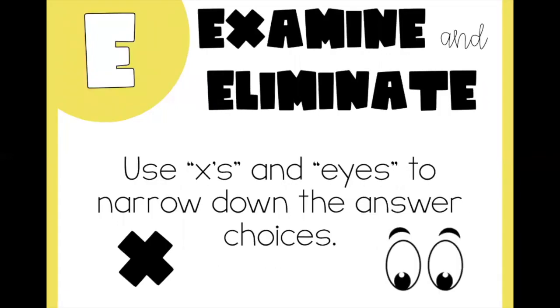Next, after you've read the passage, we're going to go back to the questions, and E stands for examine and eliminate. So when you examine and eliminate, we're going to use X's and I's to narrow down our answer choices. And I'm going to demonstrate this for you here in a little bit as I do an example of Presto with an actual passage. But a lot of you might have put in the past like X's and like a question mark for a maybe, or maybe you cross it out or put a question mark. It's the same thing.